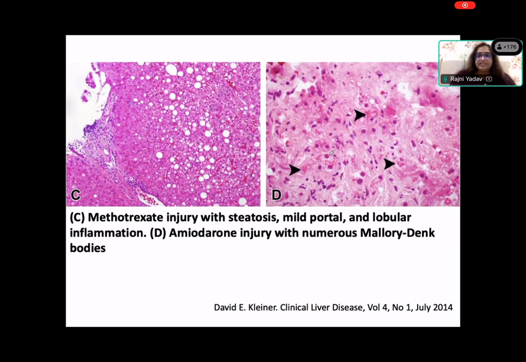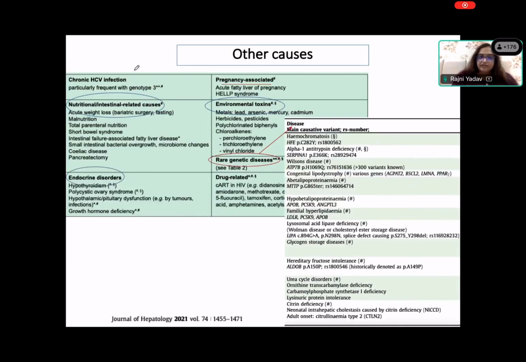So that's an amiodarone-induced injury which is looking like alcoholic. So there can be different patterns with the drugs. Then if we go to the uncommon causes, which are not predominantly causing steatosis but can induce it.